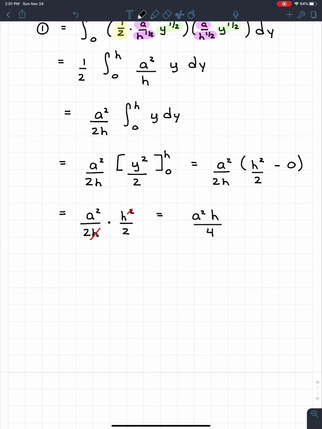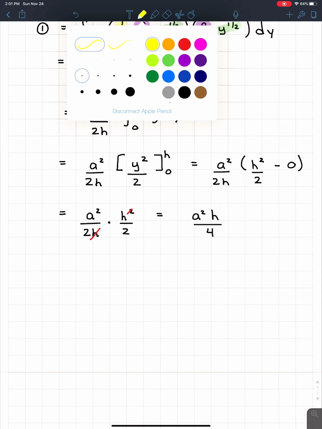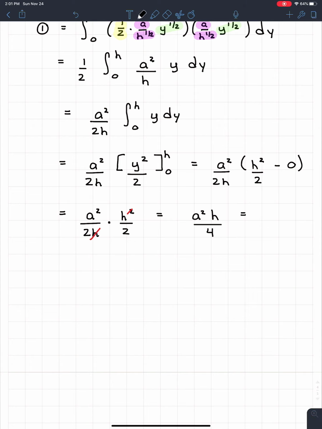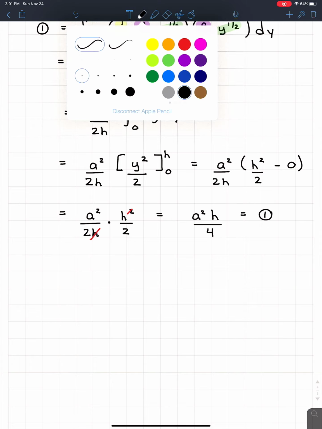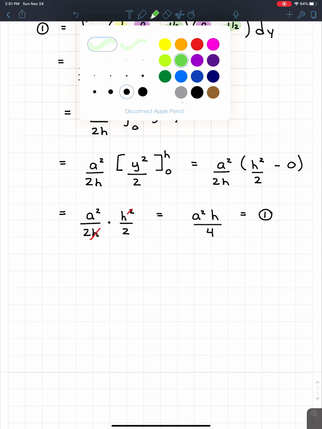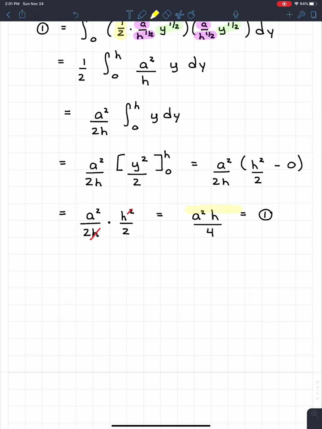So I'm going to highlight this. And actually, what I'm going to put real quick is that this is equal to 1. So now later on when we come back and we're referencing 1, we already know what 1 is equal to.